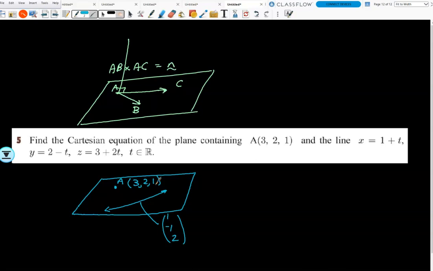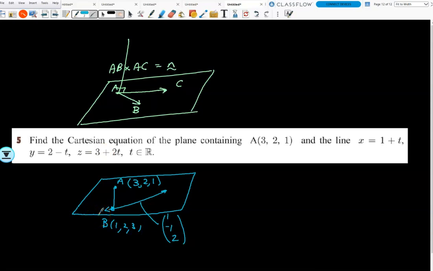The one we just did before, you had 3 points and you used those points to find one vector, and then we find another vector, right? Here they've given you one vector. How can we find one more vector? Well, pick a point on the line. And what's the easiest point to pick? Right, when t is 0, so 1, 2, 3. Oh, isn't that nice? Yeah?